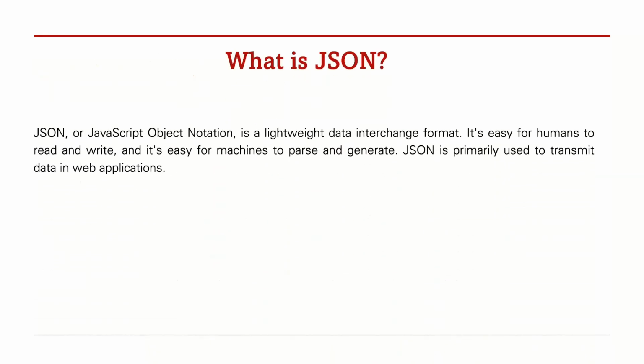So, what is JSON? JSON, or JavaScript Object Notation, is a lightweight data interchange format. It's easy for humans to read and write, and it's easy for machines to parse and generate. JSON is primarily used to transmit data in web applications.